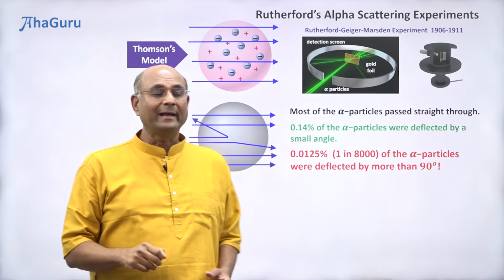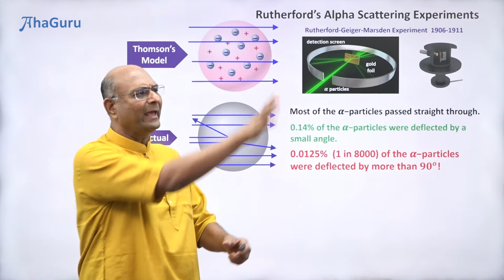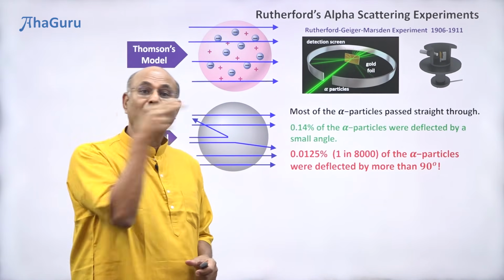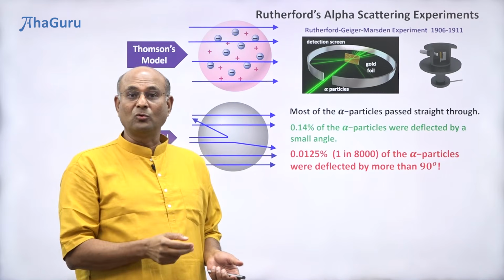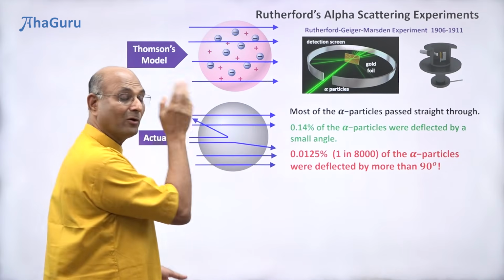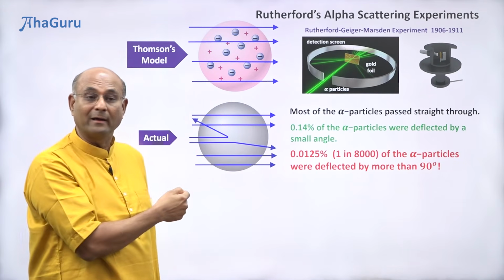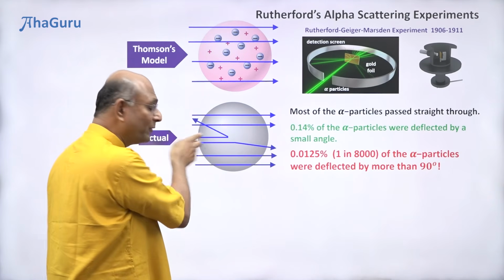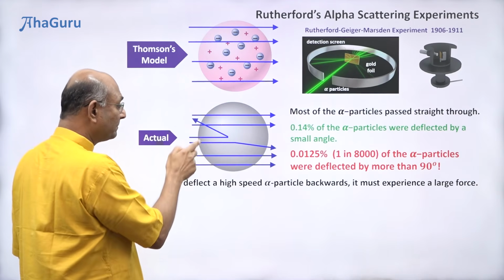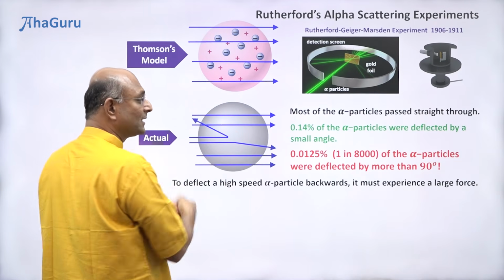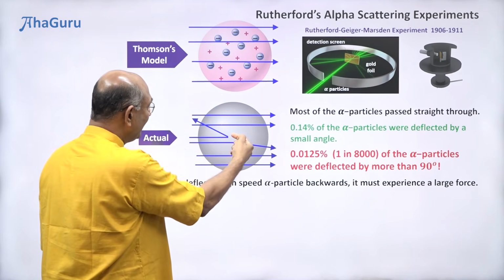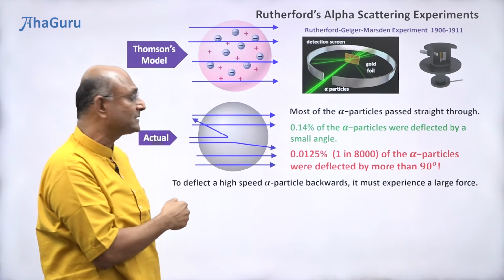In Rutherford's words, imagine that I had a very thin sheet of paper and I shot a bullet at it. Most of the bullets go through, then suddenly one of the bullets bounces back at you. That's very surprising. You expect all of them to go through, so why did this bounce back? To deflect a high speed alpha particle backwards, it must experience a huge force, because it's coming very fast this way. If it has to bounce back, something must have pushed it in that direction.